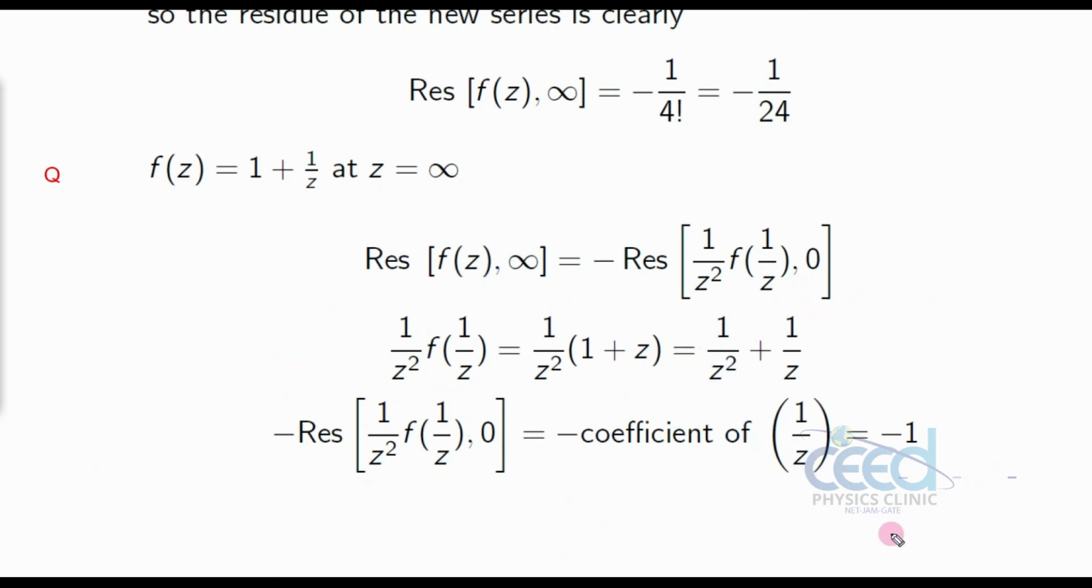And also here it is clear that this is minus 1. When I do 1 by z square f of 1 by z, I get this function as 1 by z square plus 1 by z. So what is the coefficient of 1 by z? 1. So the negative coefficient of 1 by z is also minus 1. So we get the same result. You can use either equation. In a series expansion you may write the negative coefficient of 1 by z, and that also will be the answer.